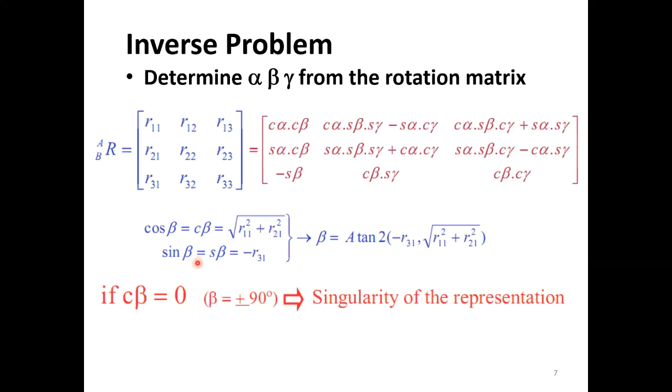Sin beta, where can you find sin beta? 3, 1. Where is 3, 1? 3, 1 is over here, and it is minus sin beta. So get the minus over here, and that is sin beta. So how can I find beta then? When I have cos beta and sin beta, you get the ratio, and that is tan beta.